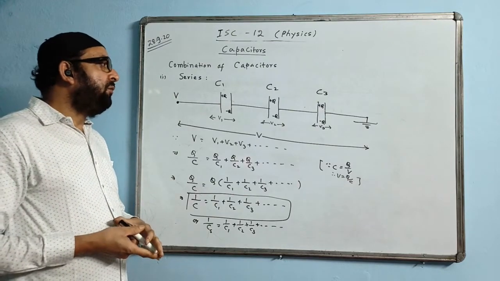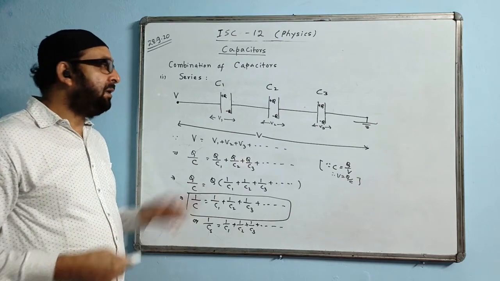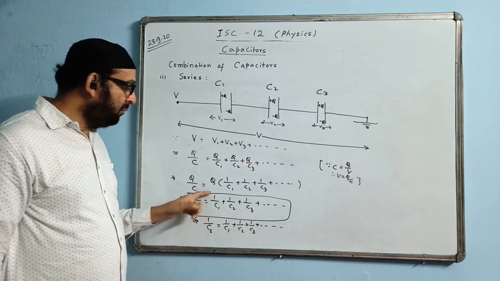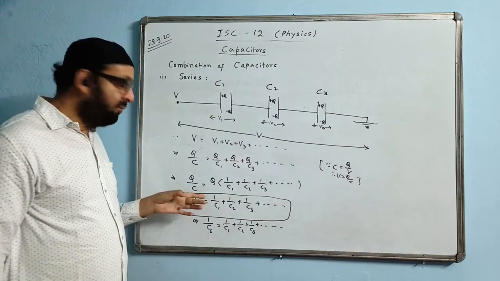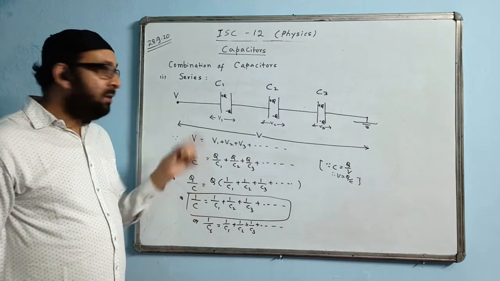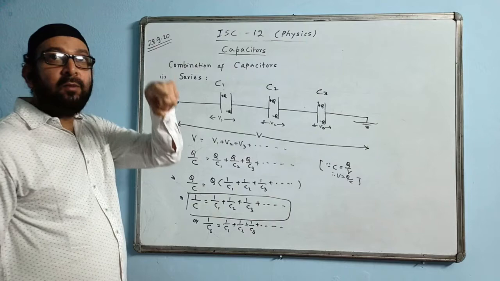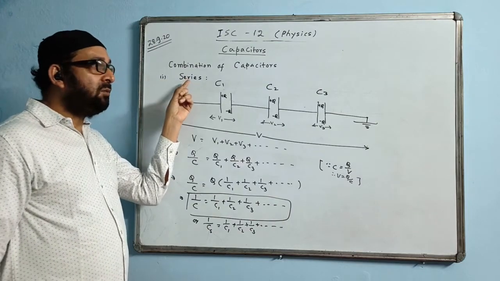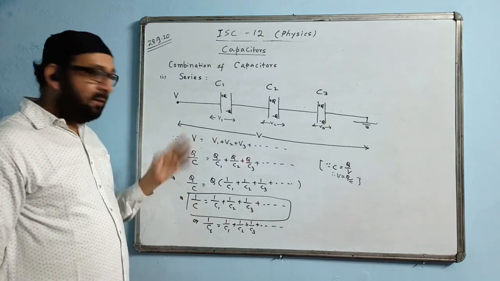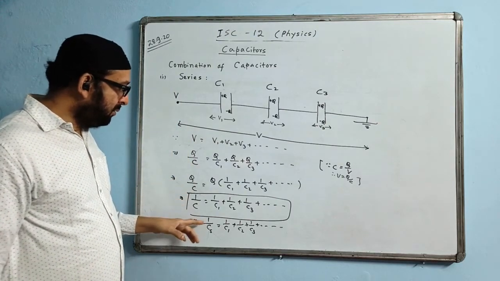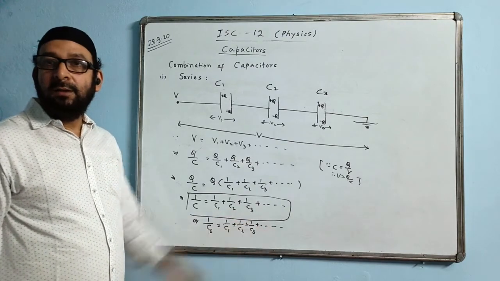If you remember in class 10, we used to do parallel combination of resistance, and there we used to write 1 by R equal to 1 by R1 plus 1 by R2 plus 1 by R3 and so on. That formula we now find in capacitance in series combination. And the parallel formula here becomes series, and series formula over there becomes parallel. Just the reverse of each other. So the total capacity in series formula is 1 by C1 plus 1 by C2 plus 1 by C3 and so on.